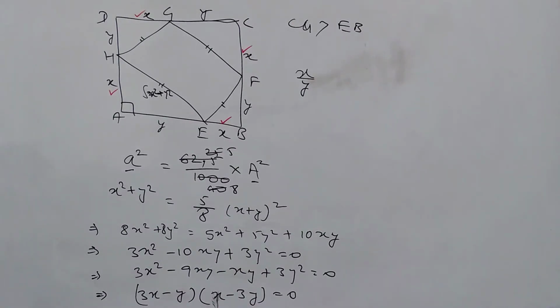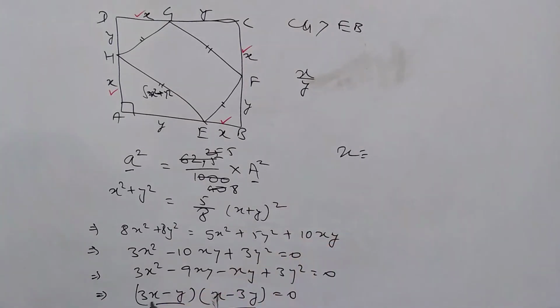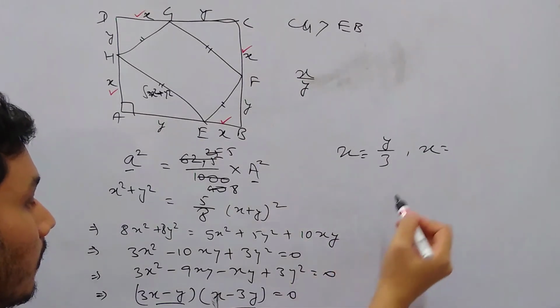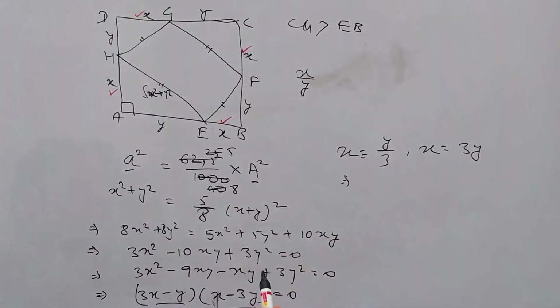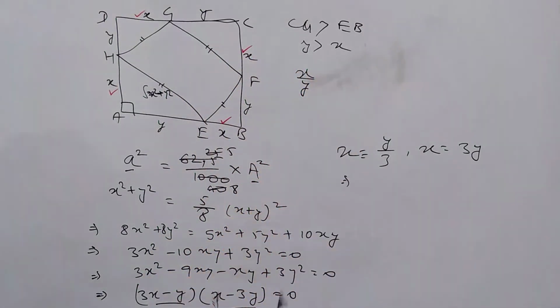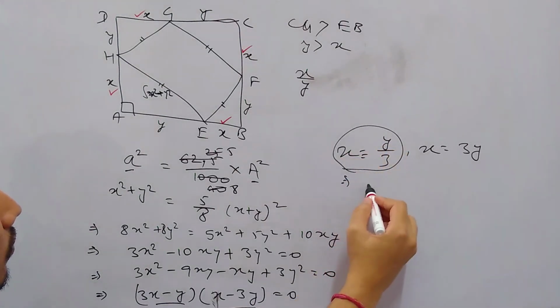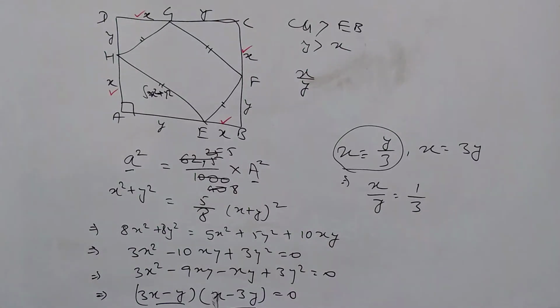Okay. So now if you see from here, there are two possible values of x. So x can be either y by 3 or x can be 3y. Because it is given that CG is greater than EB, y has to be greater than x. Okay. So in that case, only this relation will hold true. So x by y equals 1 by 3, or the ratio of EB to CG will be 1:3.